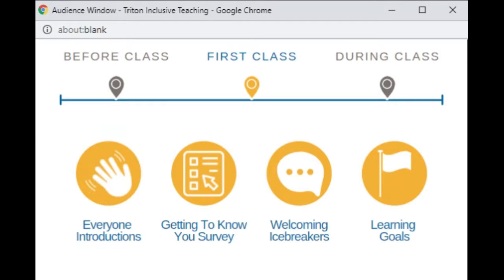So getting to know you can really be specific to the class or maybe a little bit more broad about educational experiences, but always leaving the door open. Is there anything else you'd like me to know? Is always a great addition. Open-ended questions are great additions to those questionnaires.